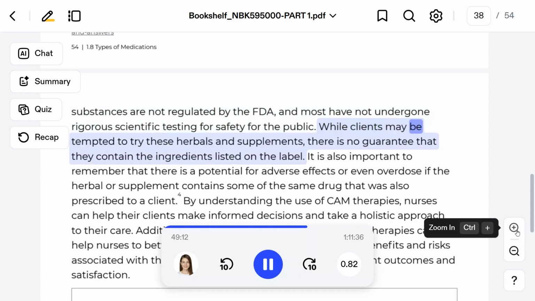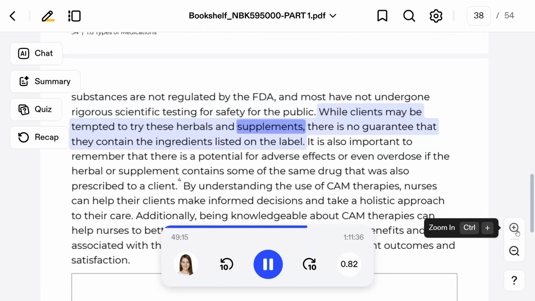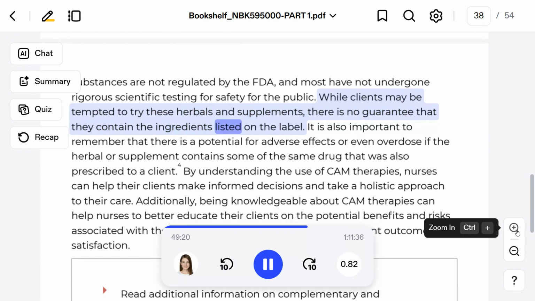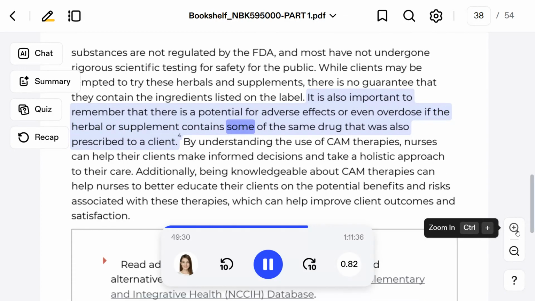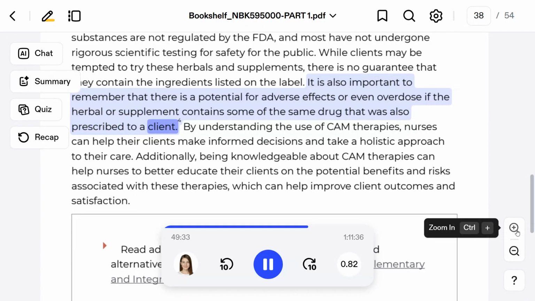While clients may be tempted to try these herbals and supplements, there is no guarantee that they contain the ingredients listed on the label. It is also important to remember that there is a potential for adverse effects or even overdose if the herbal or supplement contains some of the same drug that was also prescribed to a client.